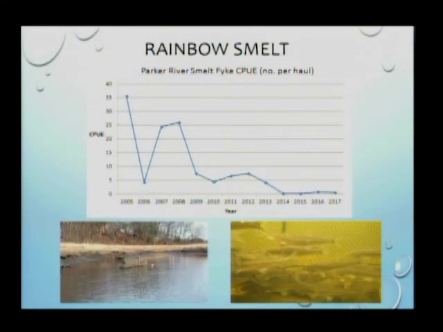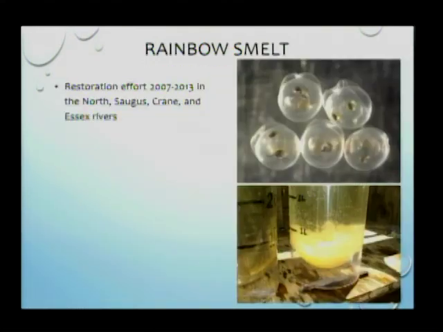And unfortunately, it's been fairly poor. And the Parker is really one of the few rivers north of Boston where we've, in the past 30 years, had a very stable smelt resource. A lot of the other rivers, we've lost it due to industrial impacts earlier in our history. And I'll talk a little bit more about that now.